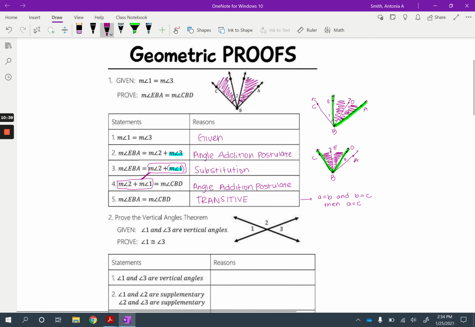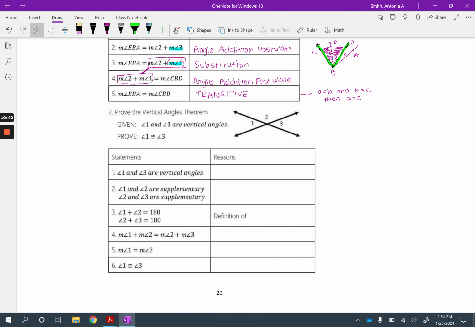All right, moving along. Proof number 2. We want to prove the vertical angles theorem. So the vertical angles theorem pretty much is just saying that those opposite angles that we call vertical angles are actually the same size. Okay, so we're given that angle 1 and 3 are vertical angles, right? So angle 1 and 3 are vertical. We know those are vertical because we know what vertical angles are, but because they're vertical, we're now going to prove that they're also the exact same size. Okay, so this is something we talked about in 6.1b.